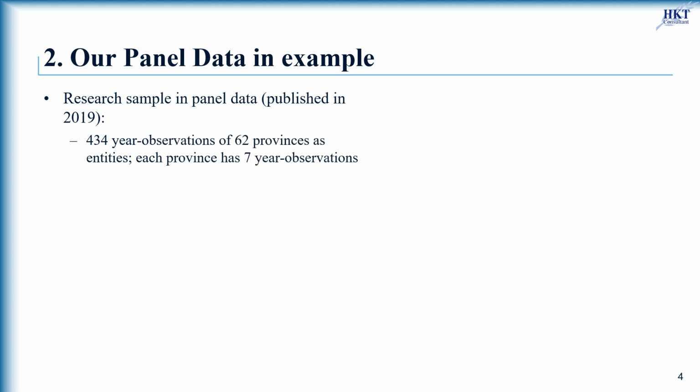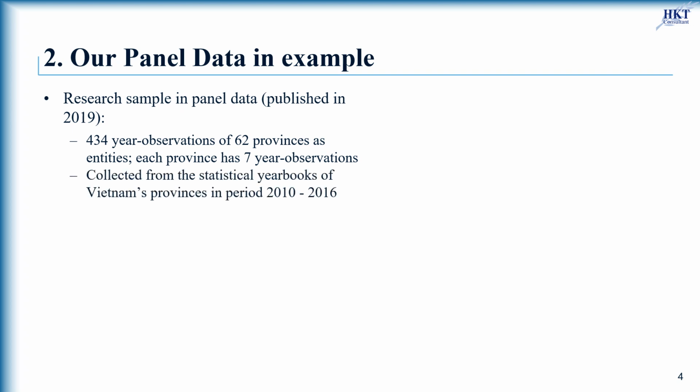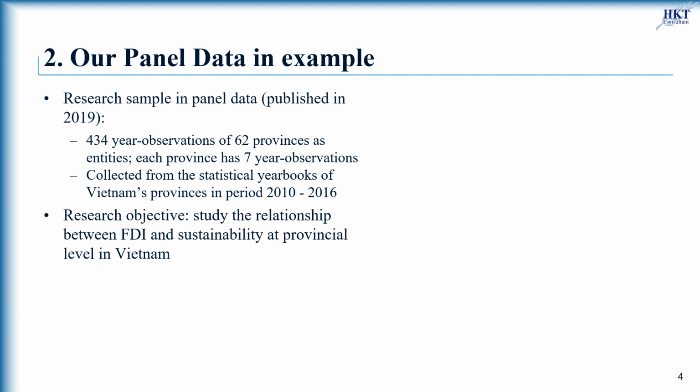We show now how to detect and address heteroskedasticity in Stata, using our own panel dataset, which comprises 434 province-year observations from 62 provinces, with each province observed over a 7-year period. The data were collected from the statistical yearbooks of Vietnam's provinces, for the period 2010 to 2016, and were subsequently cleaned by removing provinces and year observations with missing values. The objective of this research is to examine the relationship between FDI and sustainability at the provincial level in a developing host country of Vietnam.